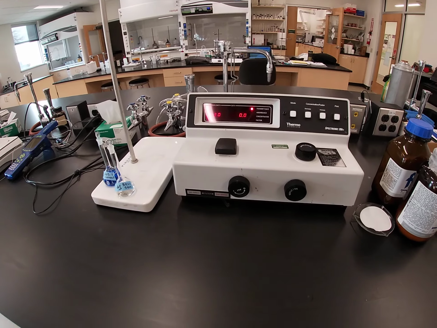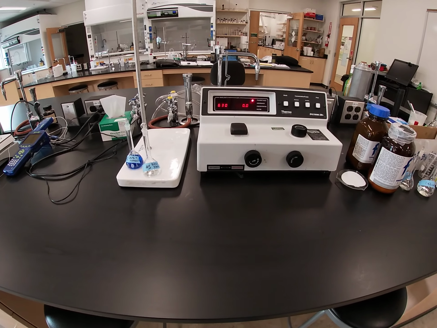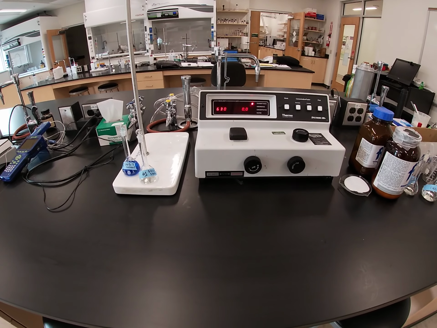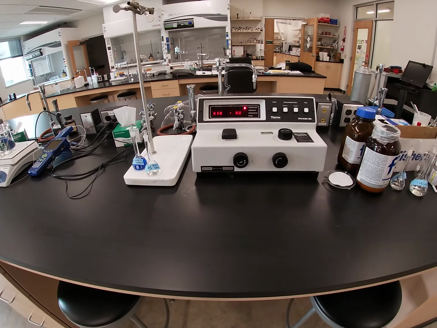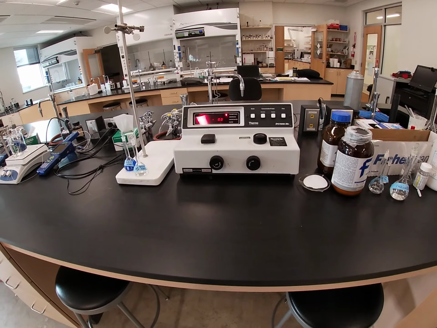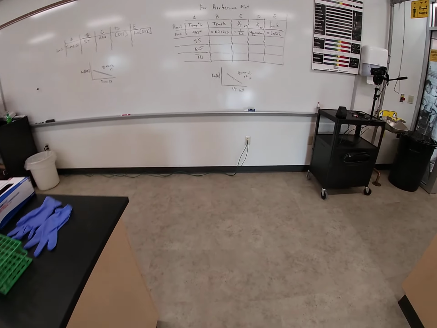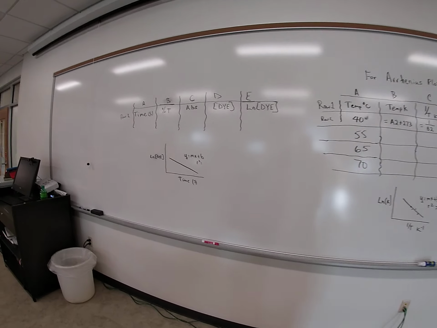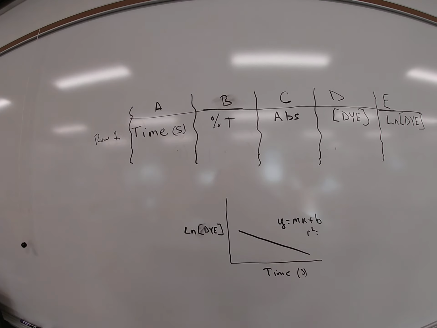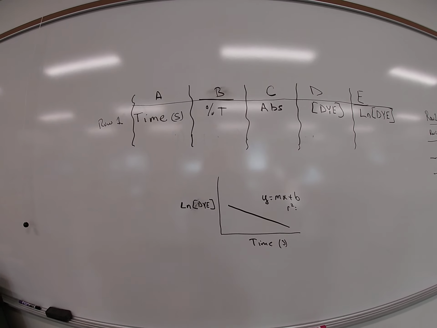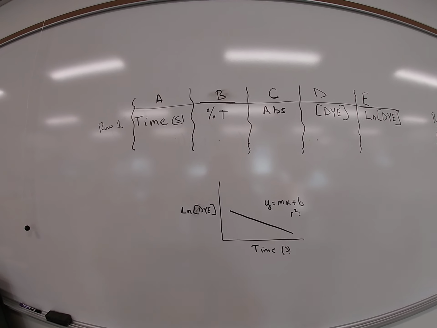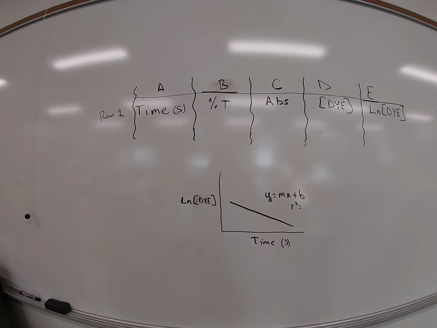We will be testing our percent T for 4 different temperatures. After we've tested them, you will then plot, as we have done before, and I'll show you on the board what we did as a reminder. Our time versus the ln of dye.